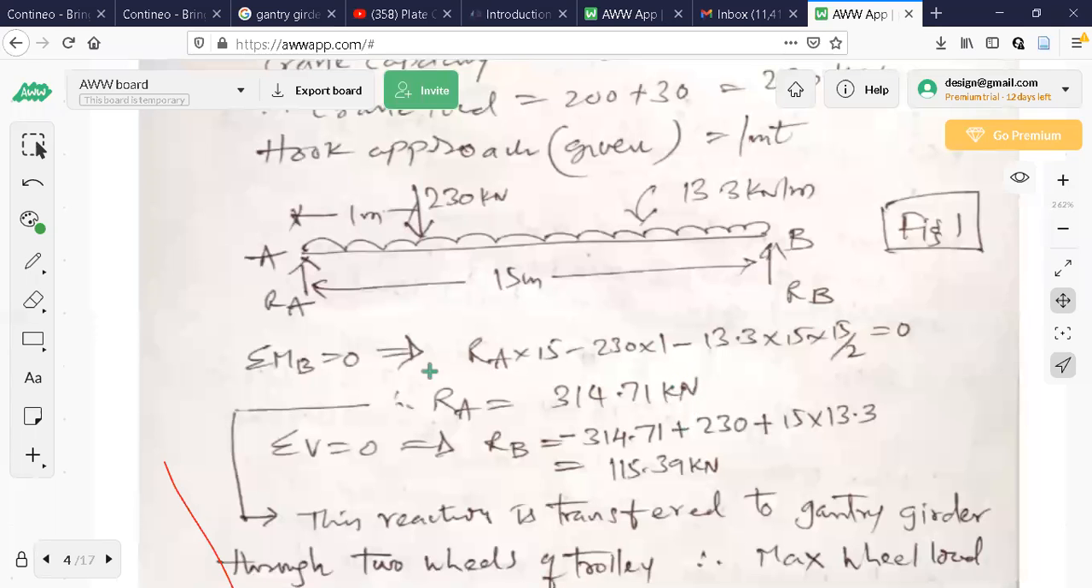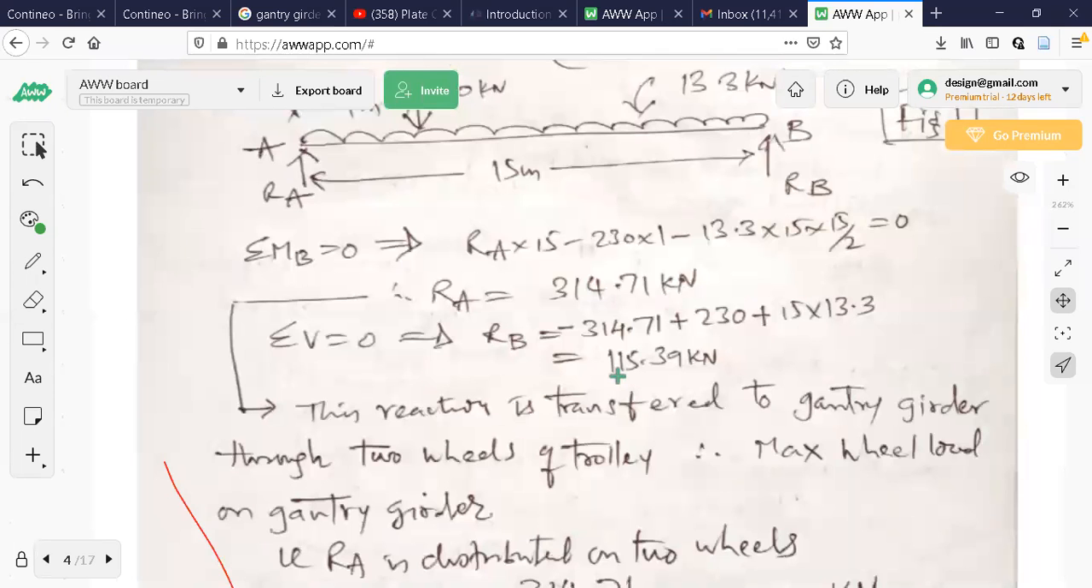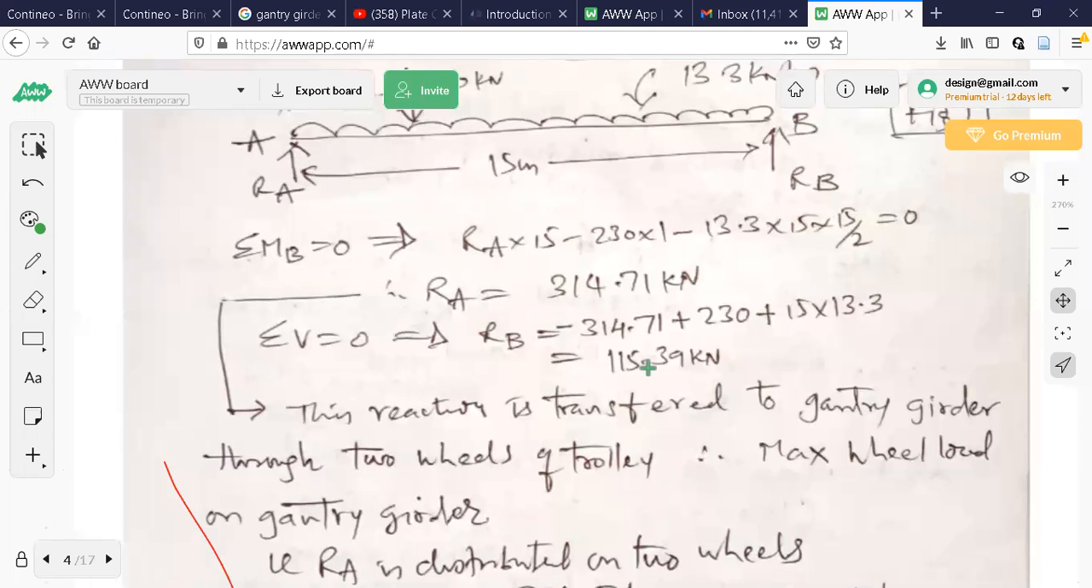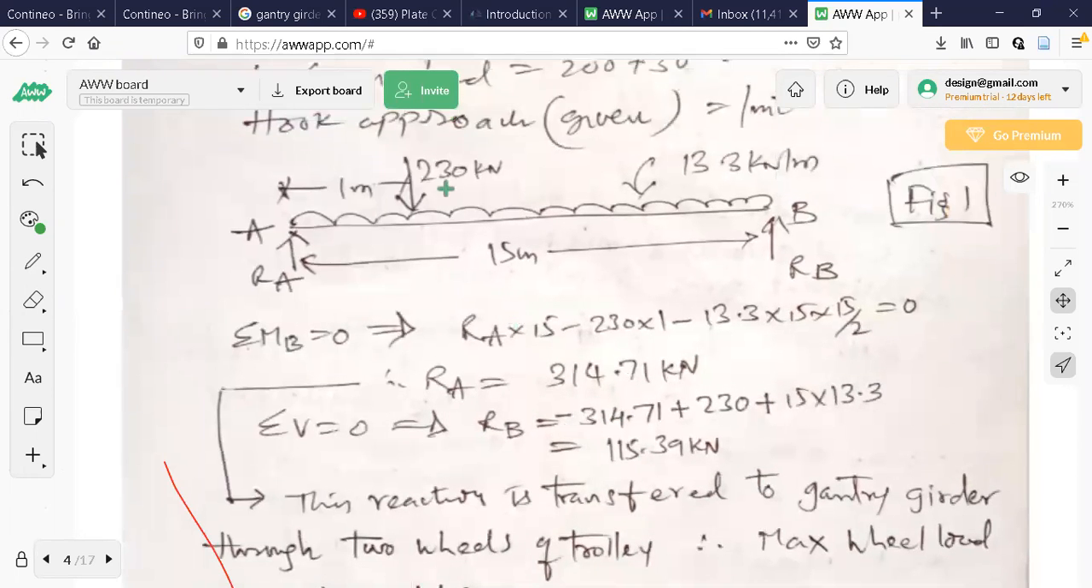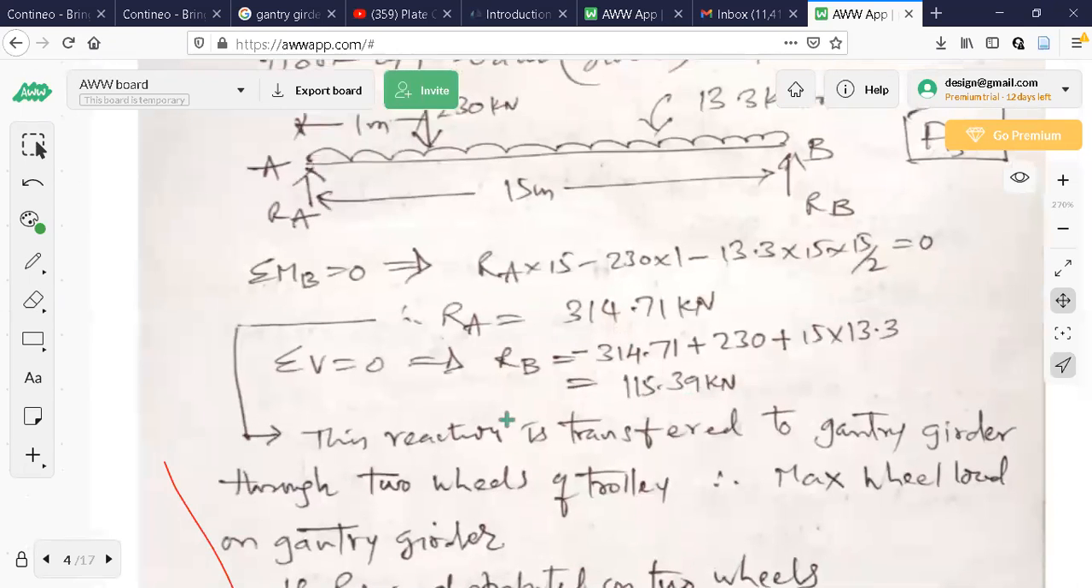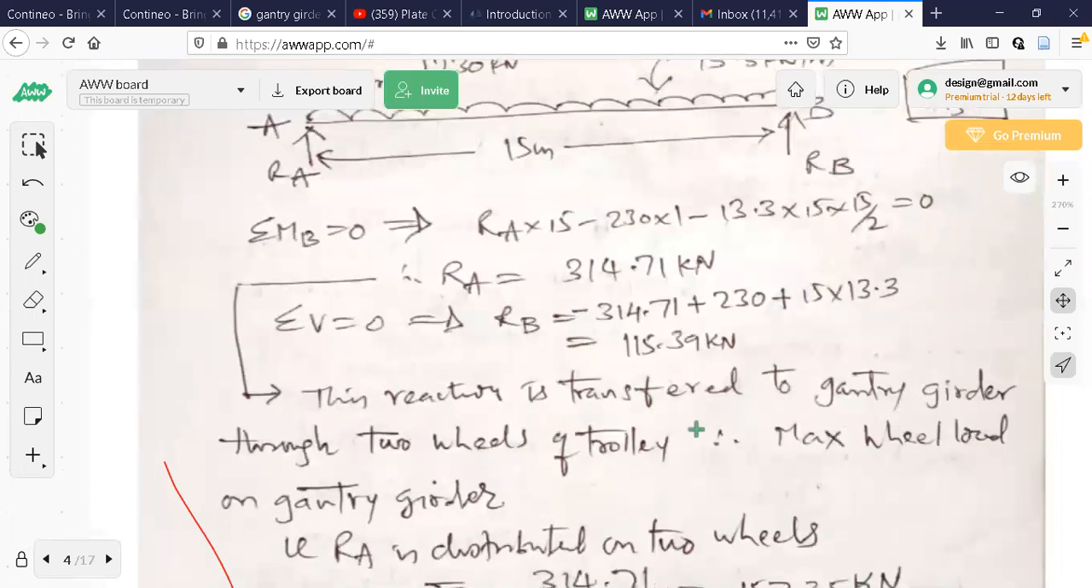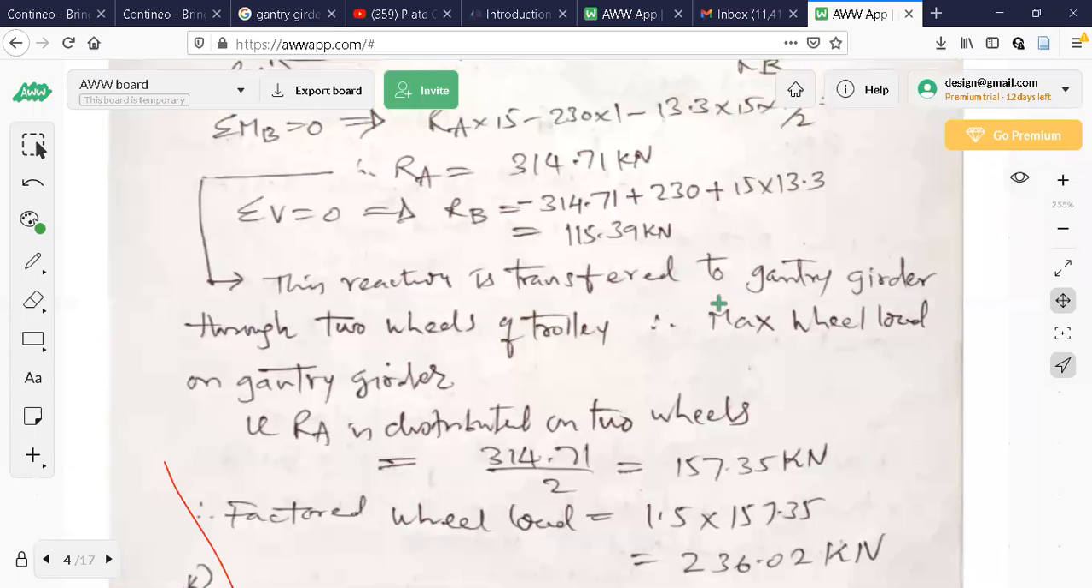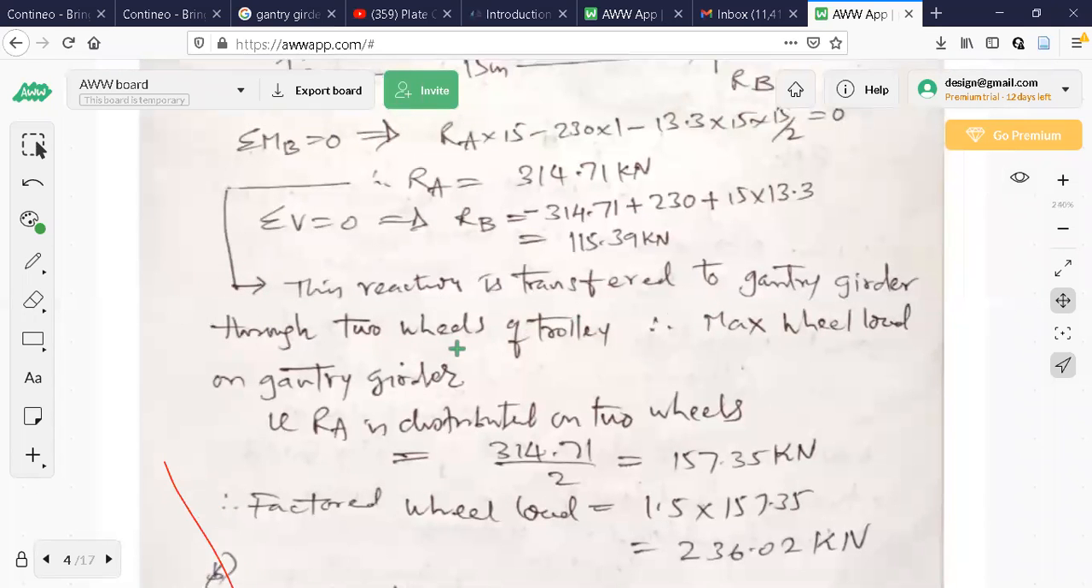In this way I have calculated the reactions: sigma V equal to 0 and sigma MB equal to 0. RA and RB are calculated. RA is more because the point load is very close to support A. So RA will be much more than RB. RA is 314.71, RB is 115, which is total load minus RA. This reaction is transferred to the gantry girder through two wheels of the trolley.